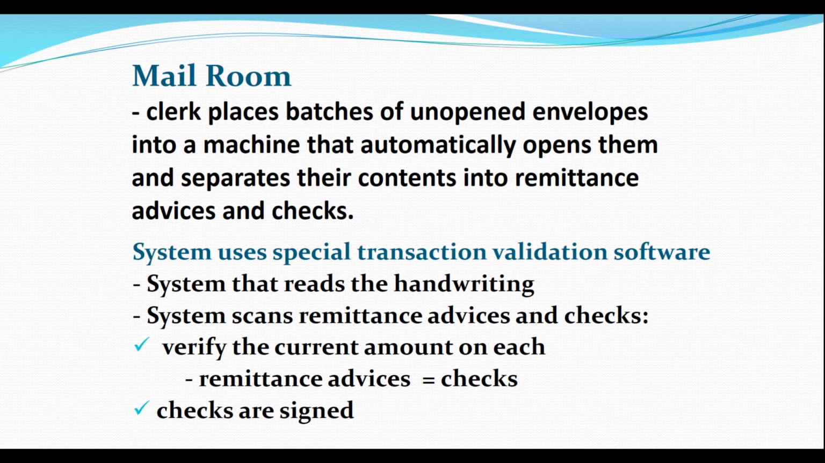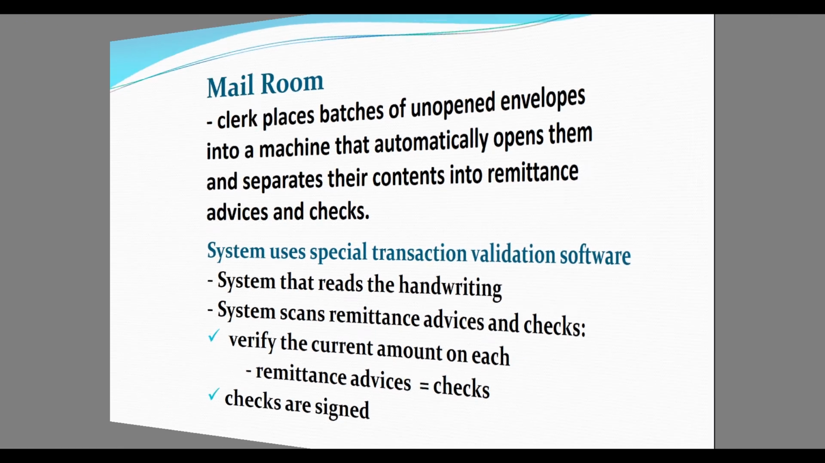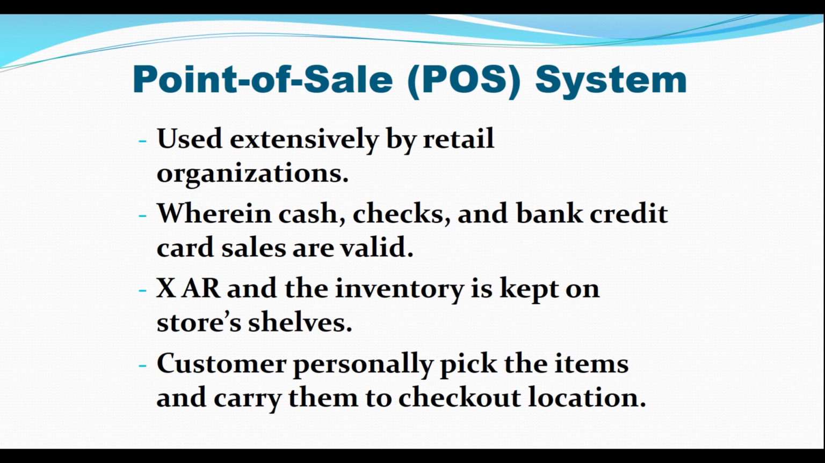In the mailroom, the clerk places batches of unopened envelopes into a machine that automatically opens them and separates their content into remittance advices and checks. The system uses special transaction validation software, a system that reads the handwriting and scans remittance advices and checks, to verify the amount on each, wherein the remittance advices and the checks should be equal, and the checks are signed.